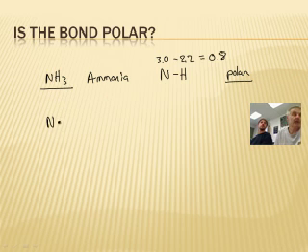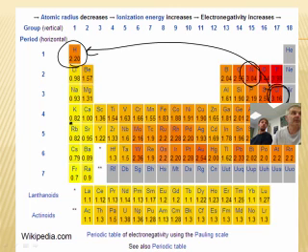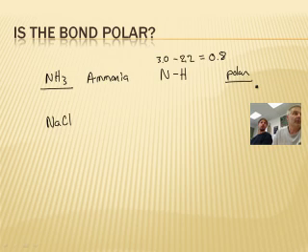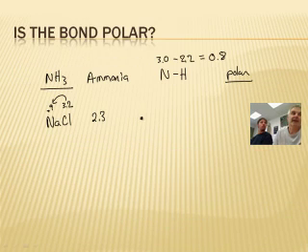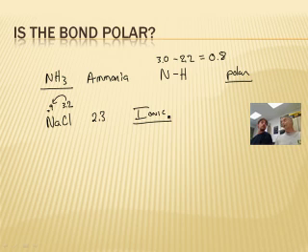Let's do sodium chloride. If we look at our table of electronegativity, sodium is 0.9, and chlorine we already know, 3.2. You take the big number minus the smaller number, and you get 2.3. That's ionic. You could have figured that out because it's a metal and a non-metal. When you do the math, metals to non-metals are going to be greater than 2.1 by and large.